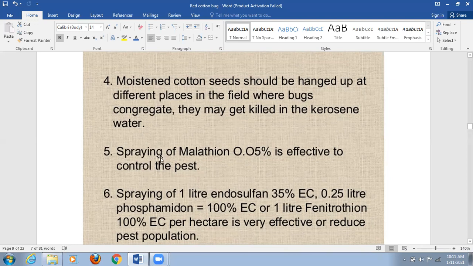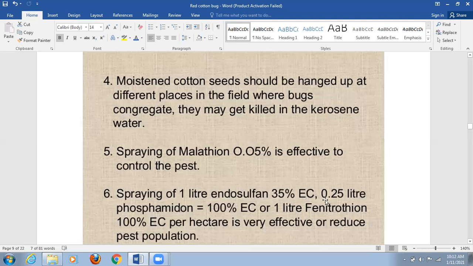The next strategy is spraying. Now this is the chemical method to control the pest. Different kinds of pesticides are used. Spraying malathion at a concentration of about 0.05 percent is effective to control this red cotton bug. Next chemical strategy: spraying 1 liter of endosulfan, which is 35% endosulfan.